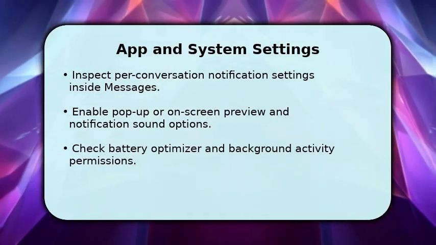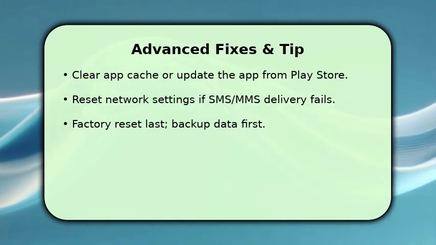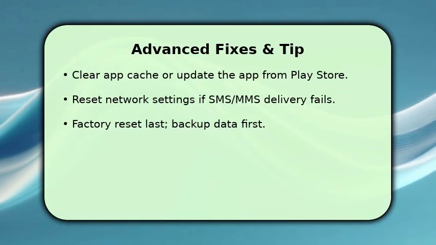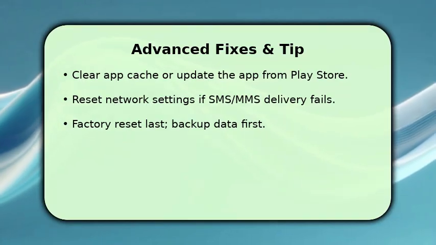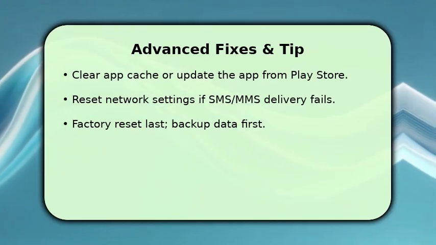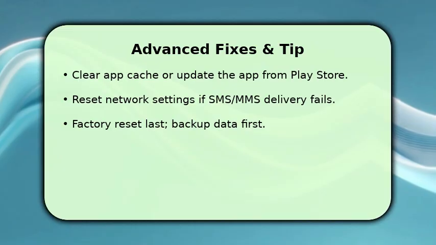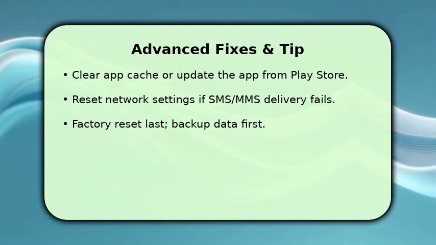Updates often fix notification bugs. If SMS or MMS delivery seems unreliable, reset network settings to restore default connections. This can resolve carrier-related notification failures. As a last resort, back up your data and perform a factory reset to eliminate persistent system-level issues.